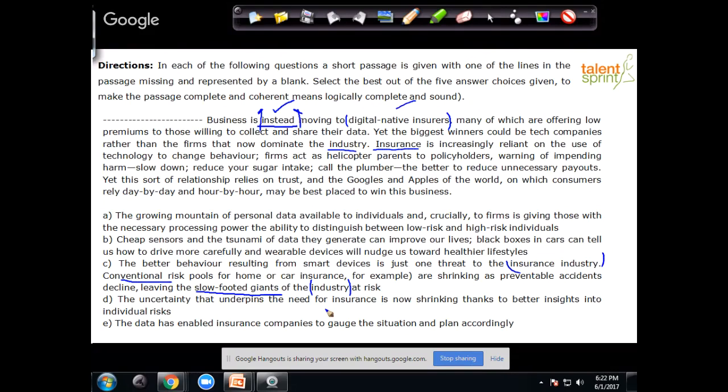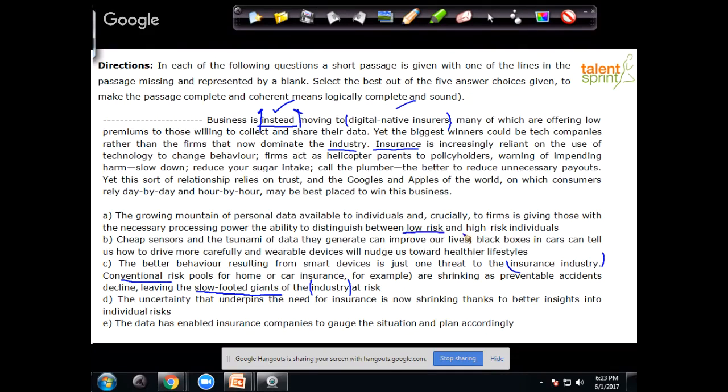But if you're still not too sure, this is the only way you can do this. This is one strategy. You look at the succeeding sentence, identify hint words, keywords, and see if there's anything like instead, which is a contradictory hint word. So Tanya, you're right. The answer is option C. But for our understanding's sake, let's quickly look at the other options and see why those are not the answer. So option A says the growing mountain of personal data available to individuals and crucially to firms is giving those with the necessary processing power the ability to distinguish between low risk and high risk individuals.